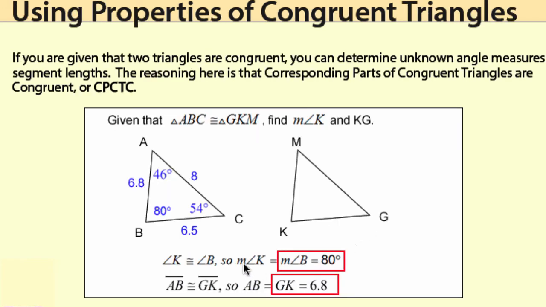And you can use that idea, corresponding parts of congruent triangles are congruent, to find missing measures. So let's say you're trying to find the measure of angle K. We'll look at the congruent statement. K and B are both the middle letters, so those go together, which means the measure of angle K is the measure of angle B, which is 80 degrees.